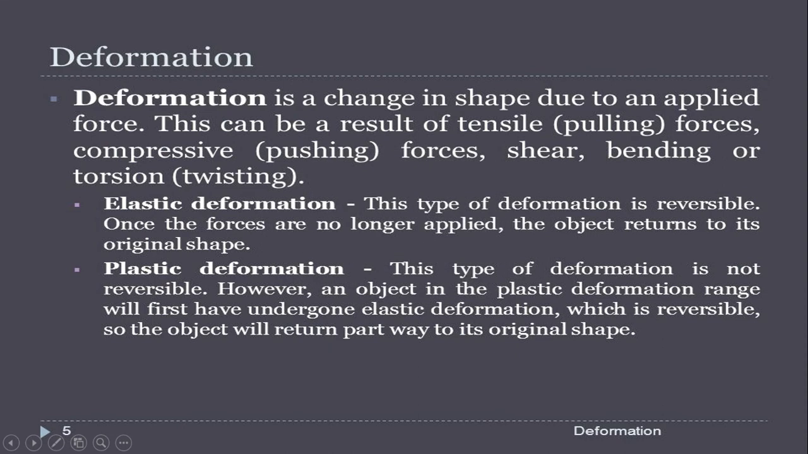Let's know what is deformation. Deformation is a change in shape due to an applied force. There are two types of deformation: elastic deformation and plastic deformation. In elastic deformation, this type of deformation is reversible. Once the forces are no longer applied, the object returns to its original shape. And in plastic deformation, this type of deformation is not reversible.